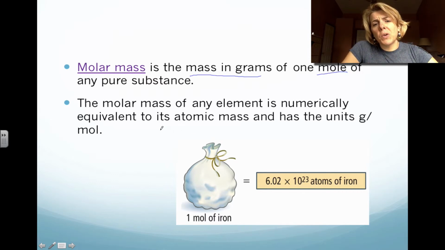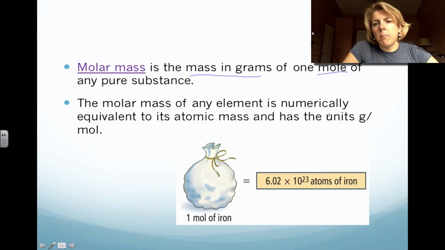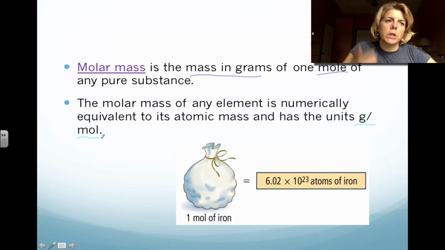Now what we do is, I don't want to say we're doing hand waving here, but we essentially equate that molar mass with the units grams per mole. So you will hear over and over in the future that when we're talking about molar mass, we're talking about grams per mole.